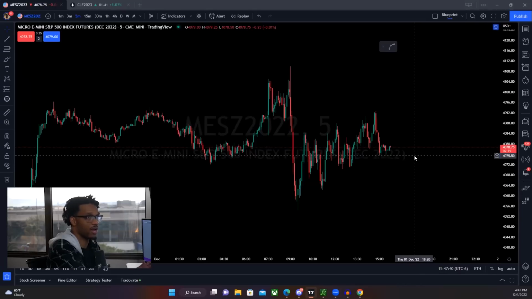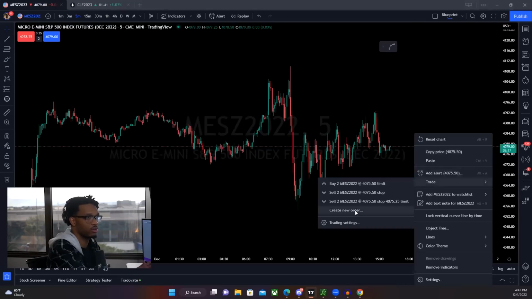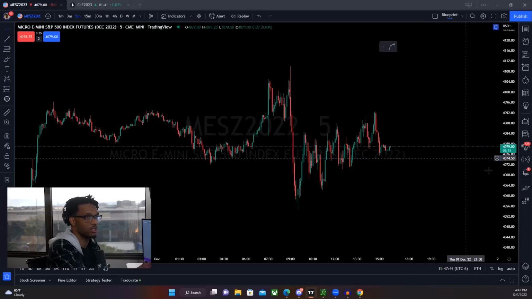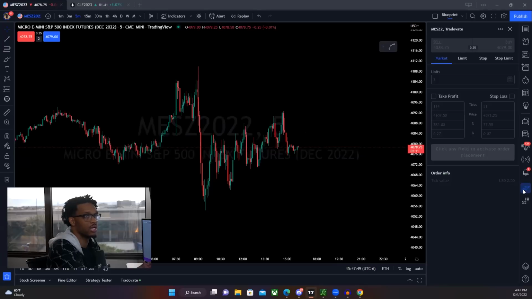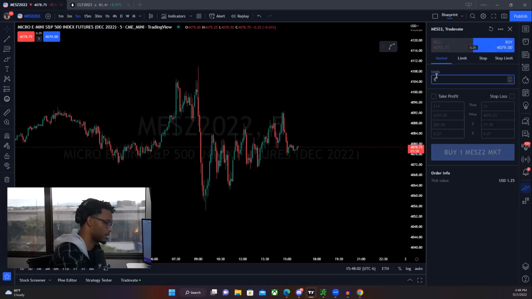What I want to do is right click, go to trade, create new order. If you don't have a mouse, you just click right here on the order panel, the top and bottom arrow, and this will pop up. Now, as you can see, I'm trading MES. So let's walk through a typical trade I'd make. Let's say I want to buy, so I'm bullish. I enter how many contracts I want to buy. So let's say I want to buy 10.